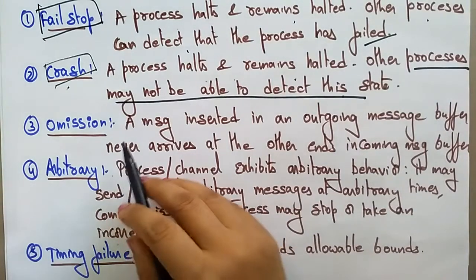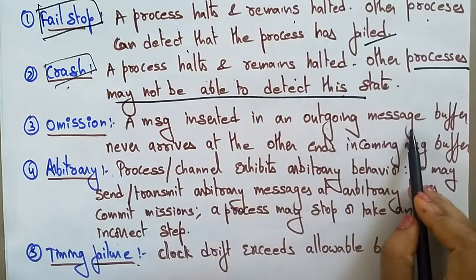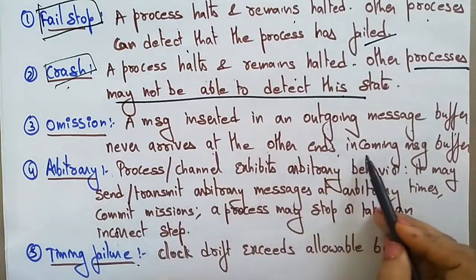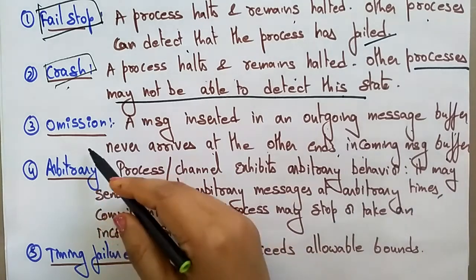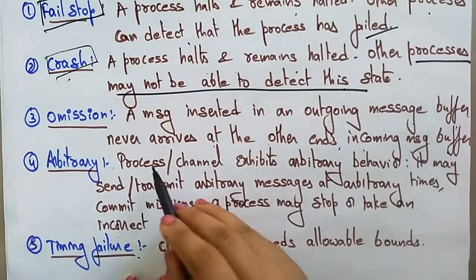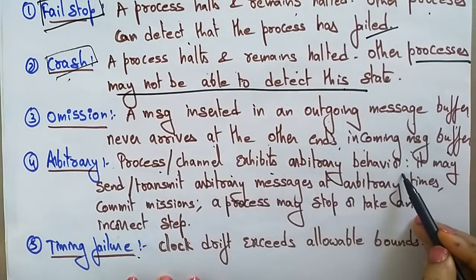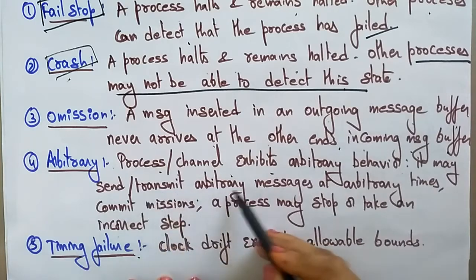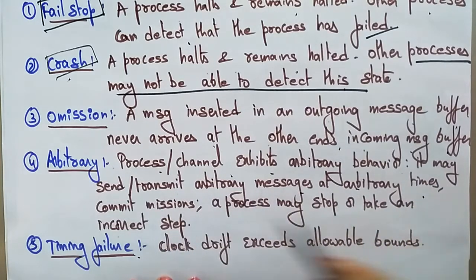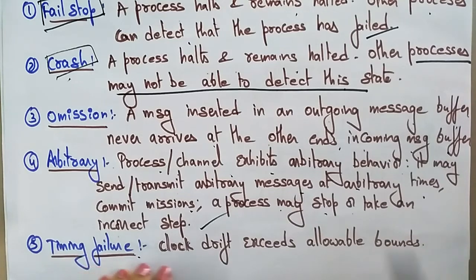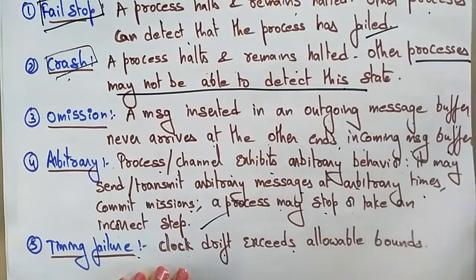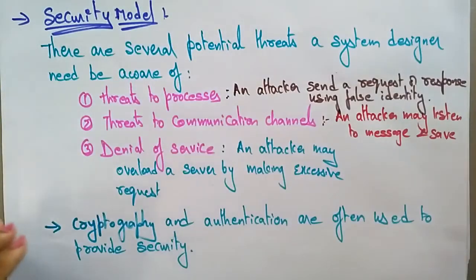Next failure model is the omission. A message inserted in an outgoing message buffer never arrives at the other end's incoming message buffer. So omission is just a type of failure where a message is not received at the other side. Arbitrary: here the process or channel exhibits arbitrary behavior, that it may send or transmit arbitrary messages at arbitrary times, commit omissions. A process may stop or take an incorrect step. And another type of failure is a timing failure, where the clock drift exceeds allowable bounds. Okay, so this is about the failure models.